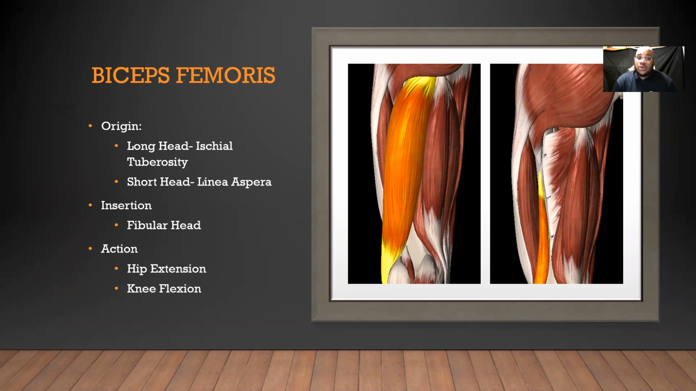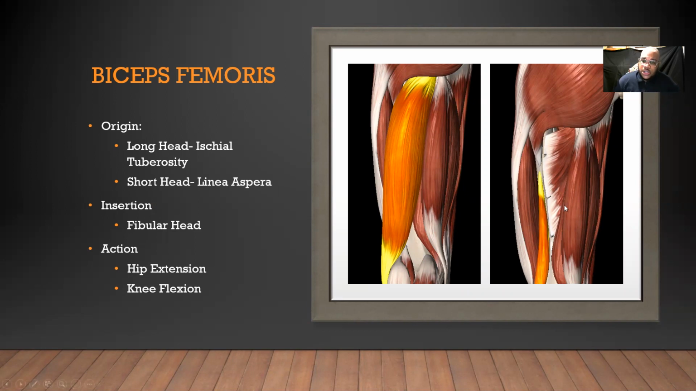The long head will originate from the ischial tuberosity. The short head will originate from the linea aspera, and they will both insert on the fibular head, which is on the lateralmost aspect of our lower leg complex. Together, the biceps femoris will perform hip extension as well as knee flexion.